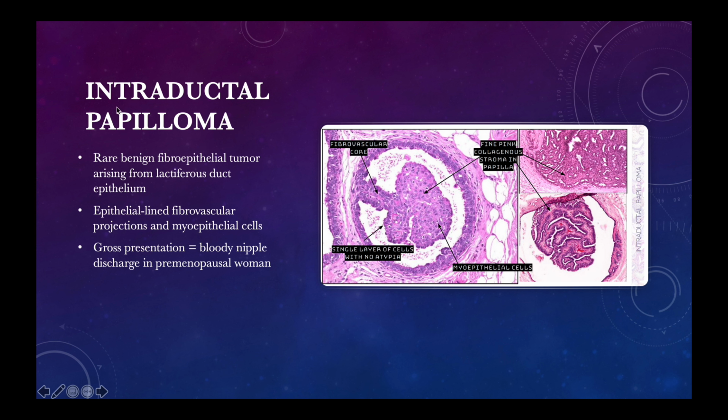So intraductal papilloma has epithelium and myoepithelial cells. Papillary carcinoma has only epithelial cells, no myoepithelial cells. I just want to get that across to you guys. So we would definitely do a biopsy and check with histology and see what's going on underneath the microscope.